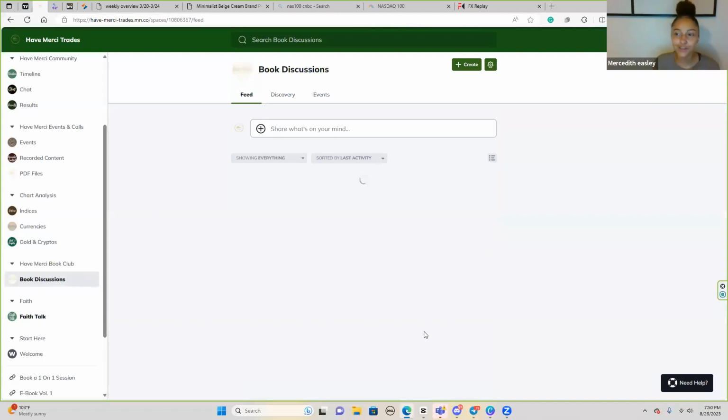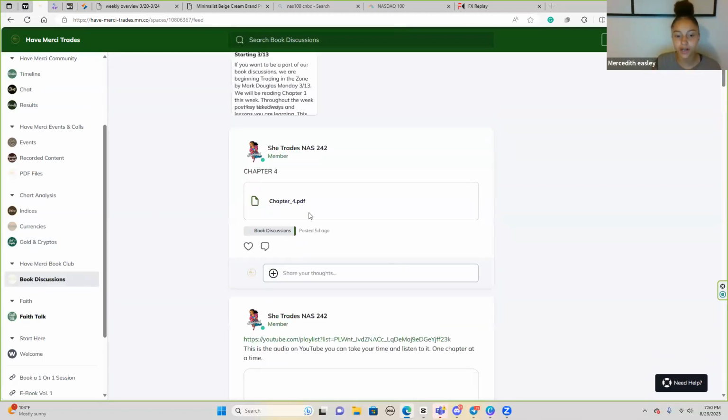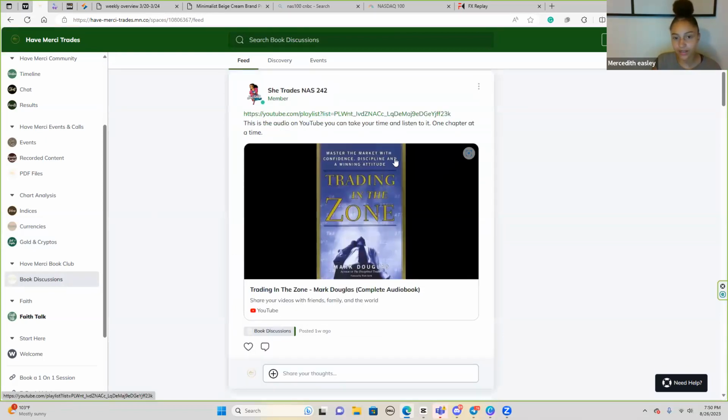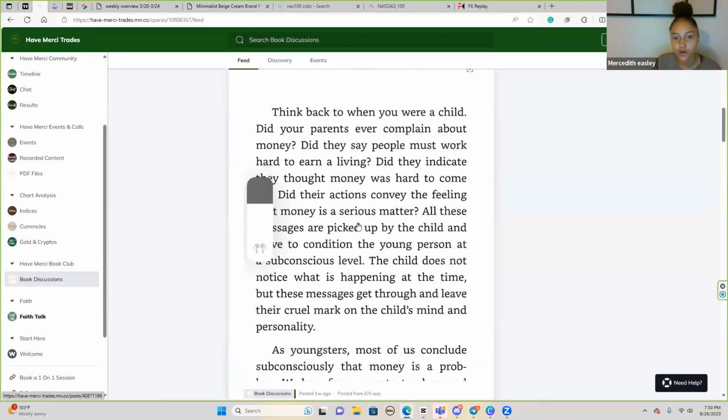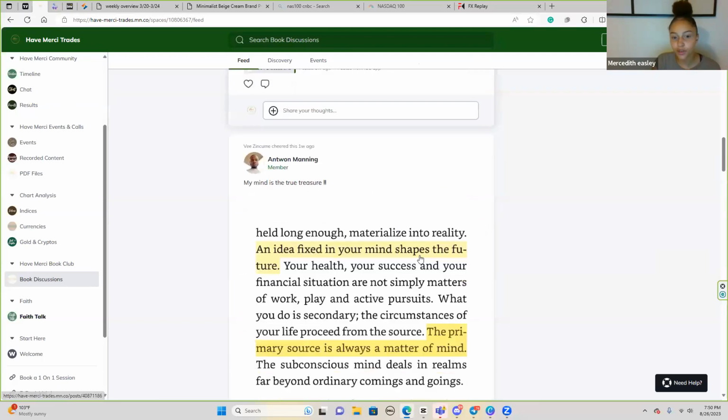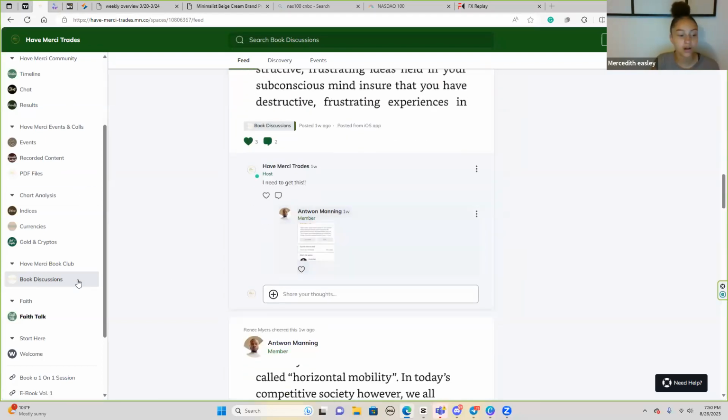We like to read trading psychology books together. Lately we've just been reading Trading in the Zone. Some people posted a different book. So these are all trading psychology books.